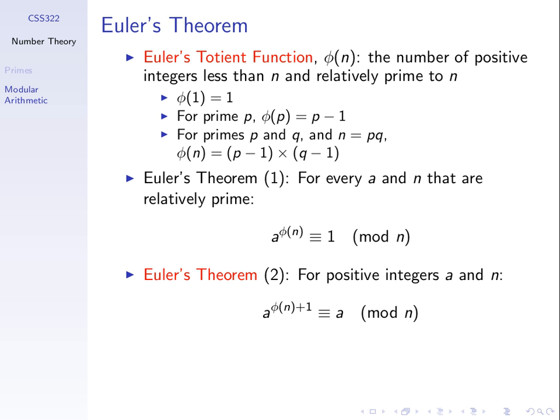Again, we have two variations of how it's stated, the same concept. For every a and n that are relatively prime, a to the power of the totient of n is equivalent to 1 in mod n. And a variation of that: for all positive integers a and n, a to the power of the totient of n plus 1 equals a mod n. So that's just the statement of Euler's theorem. Some quick examples before we get to the hard stuff.